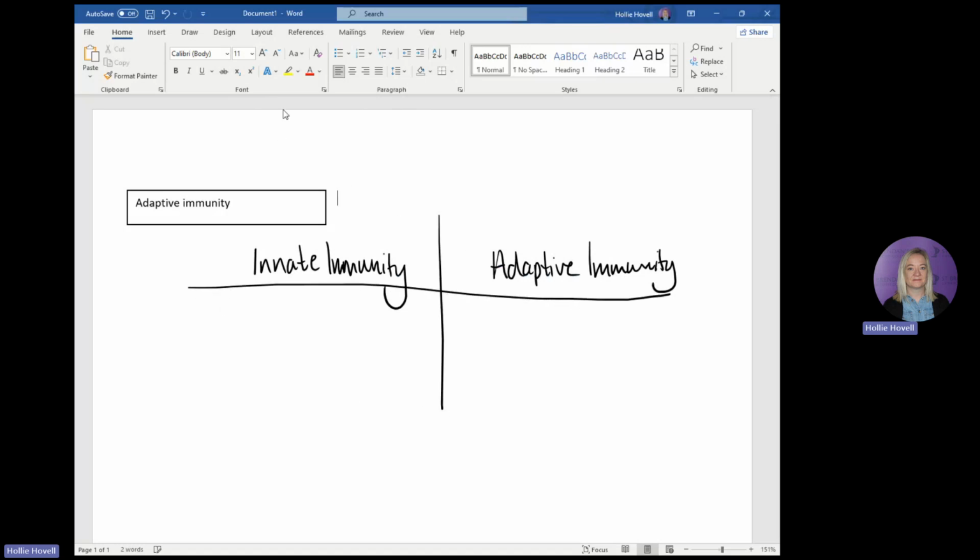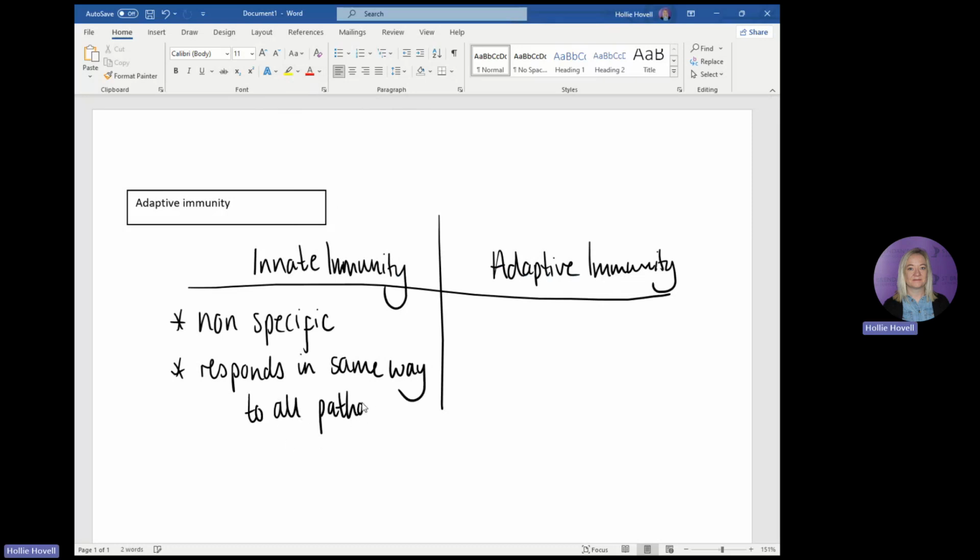So innate immunity is the type of immunity that's not specific. So we call it non-specific. And what that means is that your body will respond in exactly the same way to all pathogens. By all pathogens, what I mean is a pathogen that could have antigens of that shape, a pathogen that could have antigens of that shape, an antigen that could have pathogens of that shape.